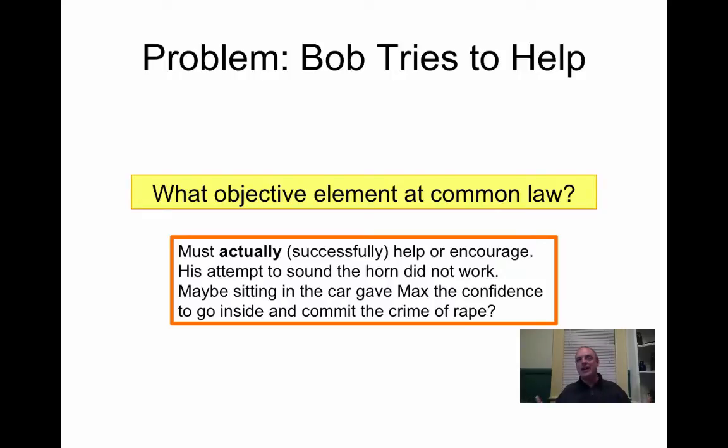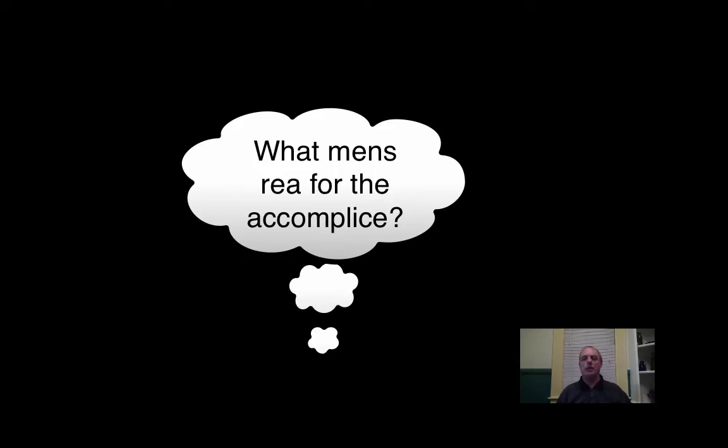Probably we could say he's not guilty of rape at common law, unless the prosecution gets this theory in front of the jury. Did the fact that Bob was sitting outside in the car give Max inside the confidence to go ahead and commit the crime of statutory rape? So what about the culpability element for the statutory rape charge?